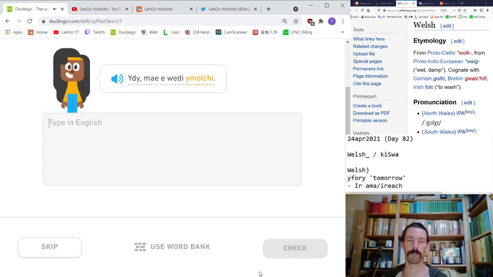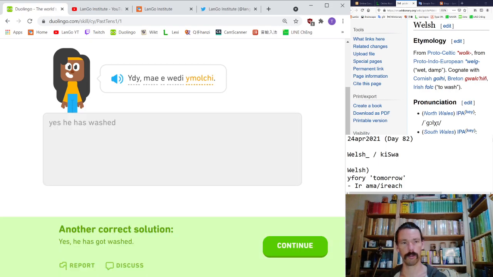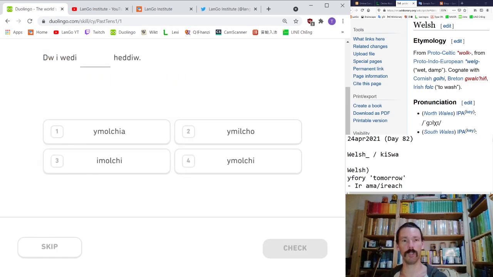Ydy, mae e wedi ymolchi. Yes, it has washed. Yes, he has washed. Washed himself. He has got washed. Dwi wedi ymolchi.